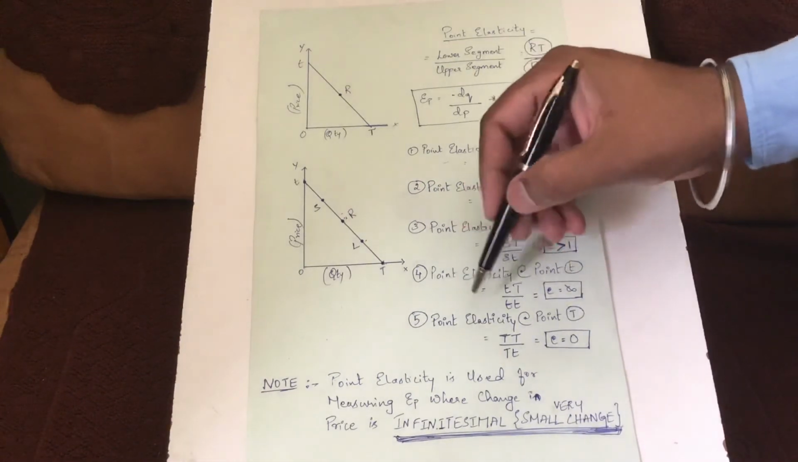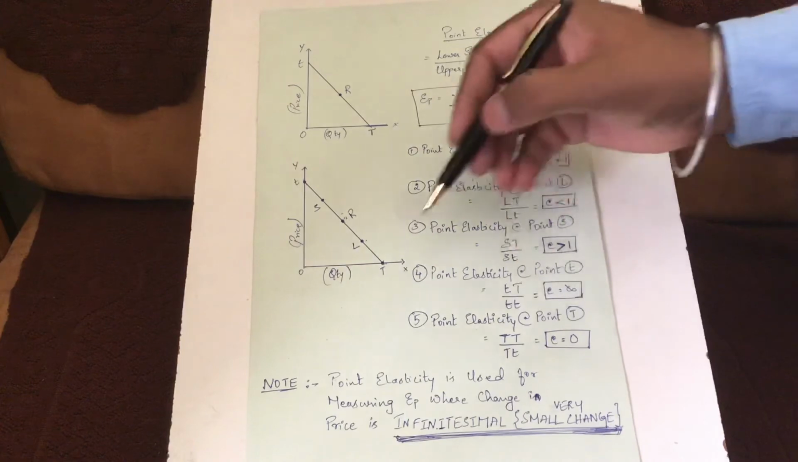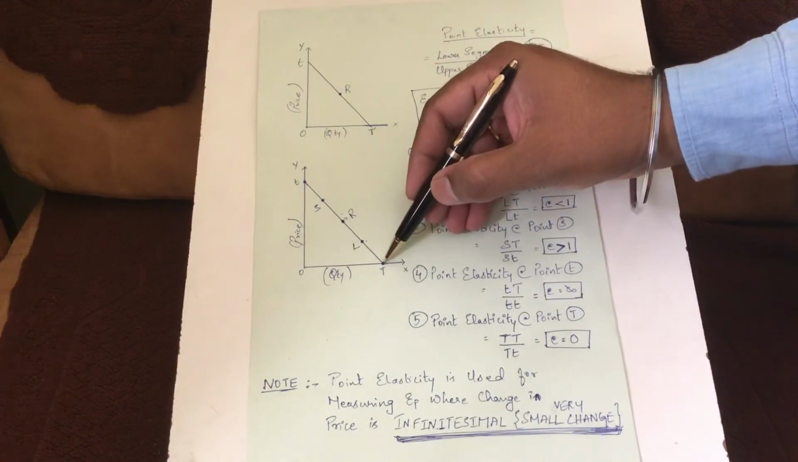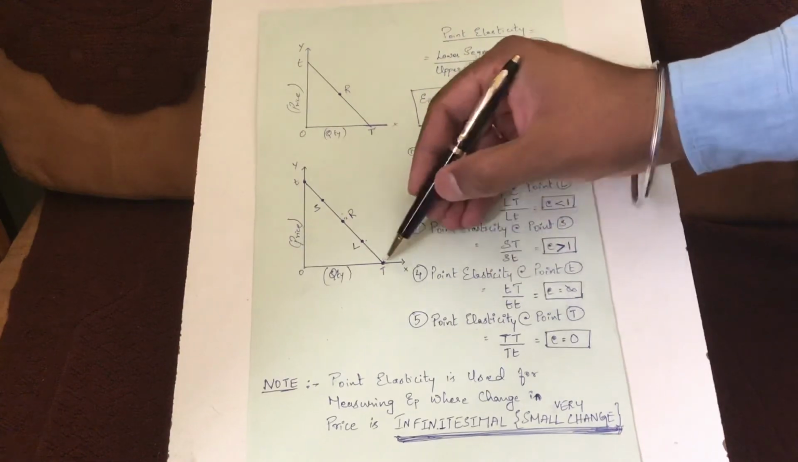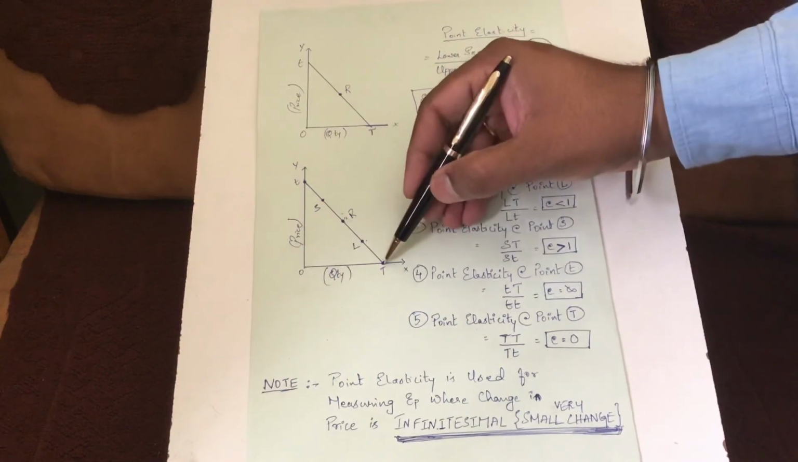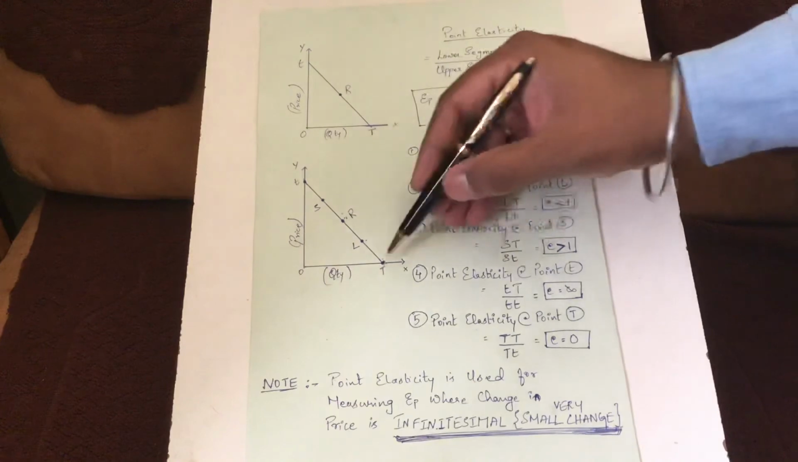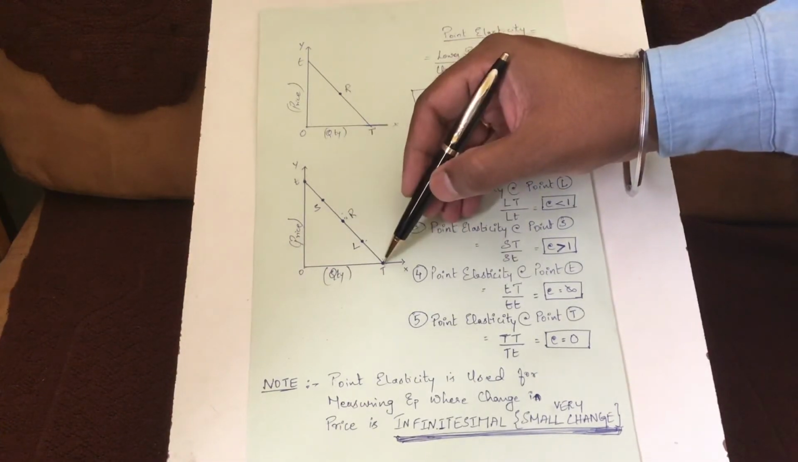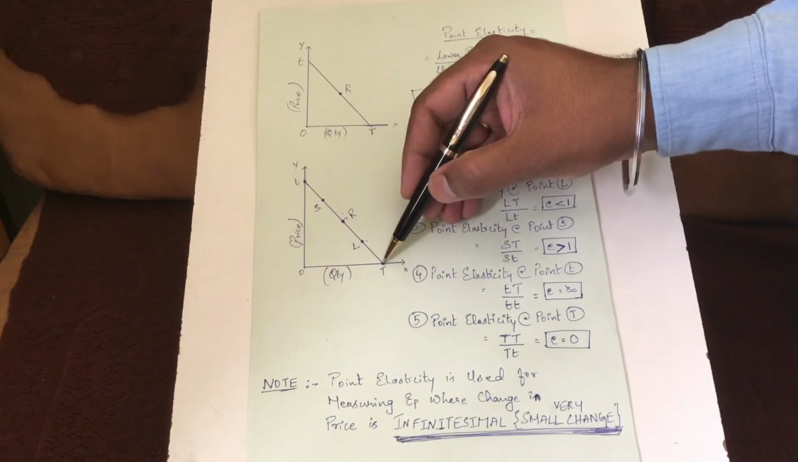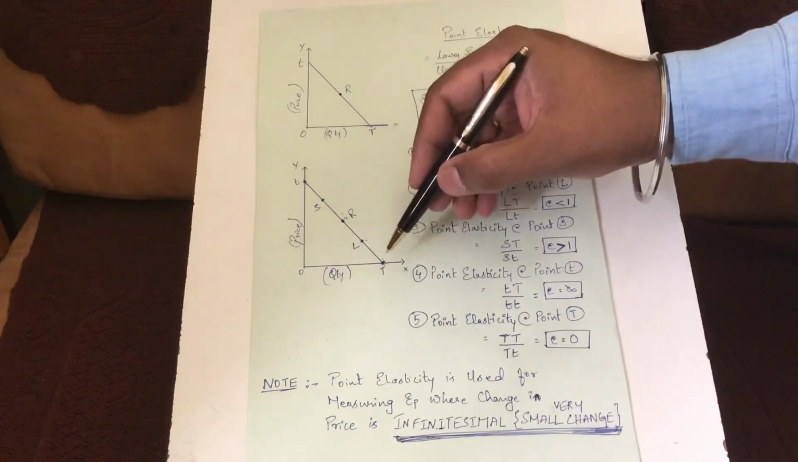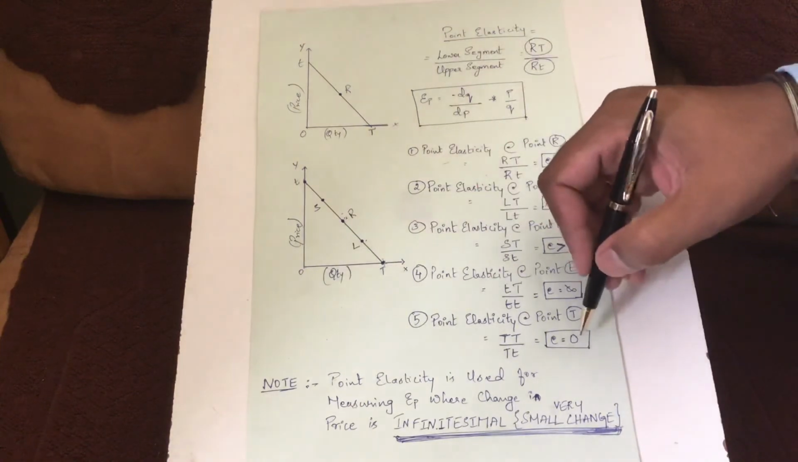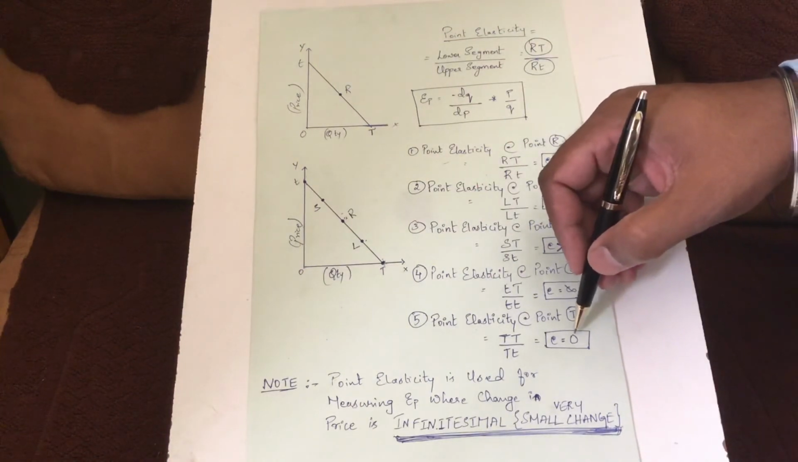Lastly, point elasticity at point T, that is capital T. Now if we see capital T, then the lower base is TT, which is 0, divided by capital T to small t. The distance between capital T and small t has some value, but the distance of TT, which is the lower base, has a 0 value. When 0 is divided by something, then the final answer mathematically leads to E equals 0.